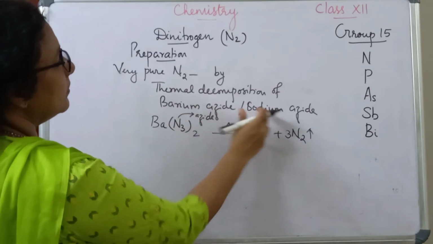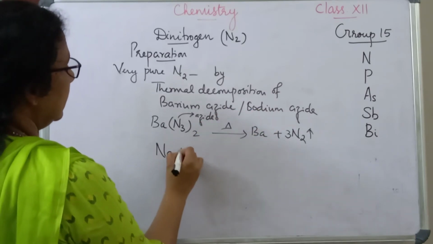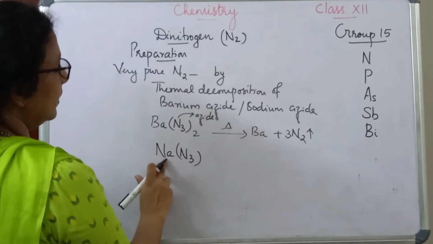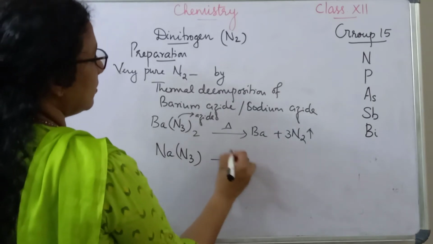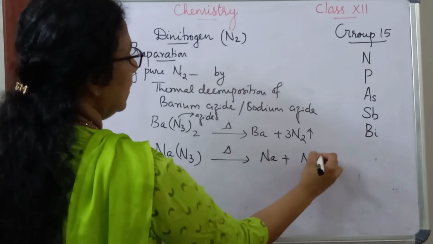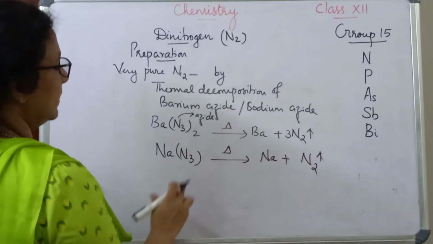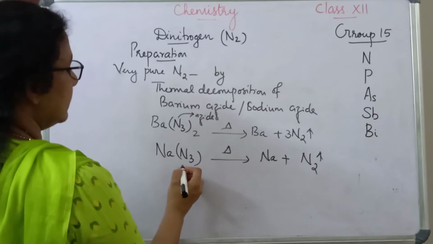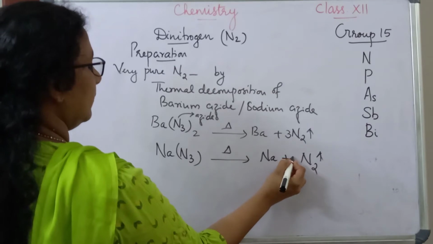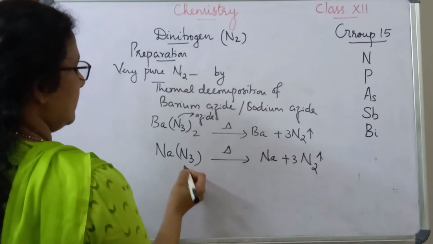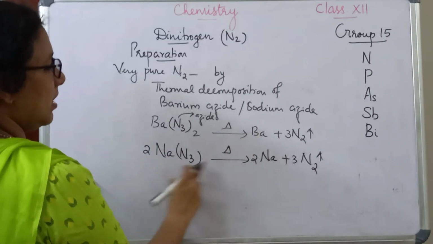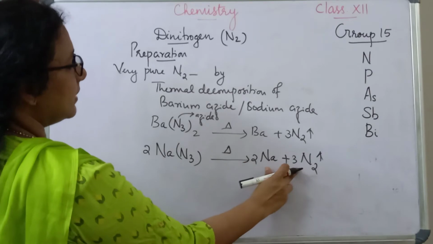In the same way we can use sodium azide, NaN3. Sodium has valency 1, so it will be NaN3 itself. On thermal decomposition we will get sodium and nitrogen gas. Here we need to balance this equation. So it will be 2NaN3 giving 2Na plus 3N2.